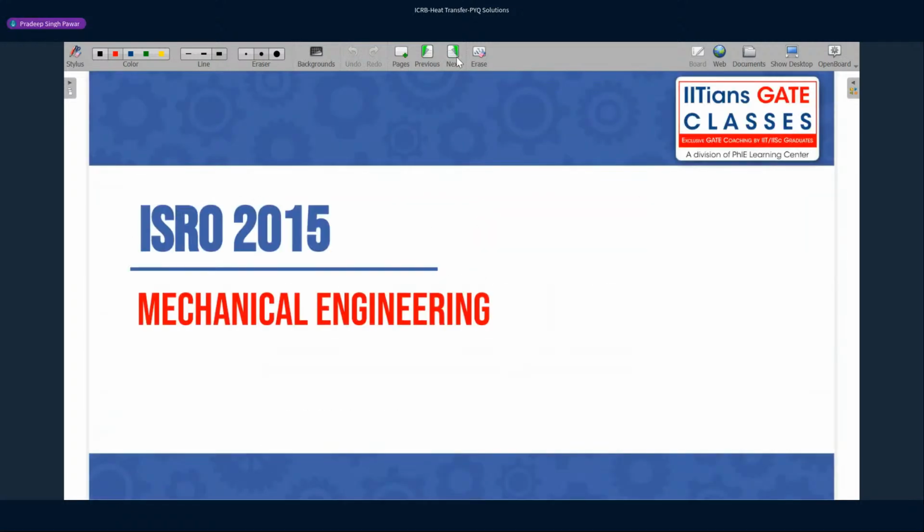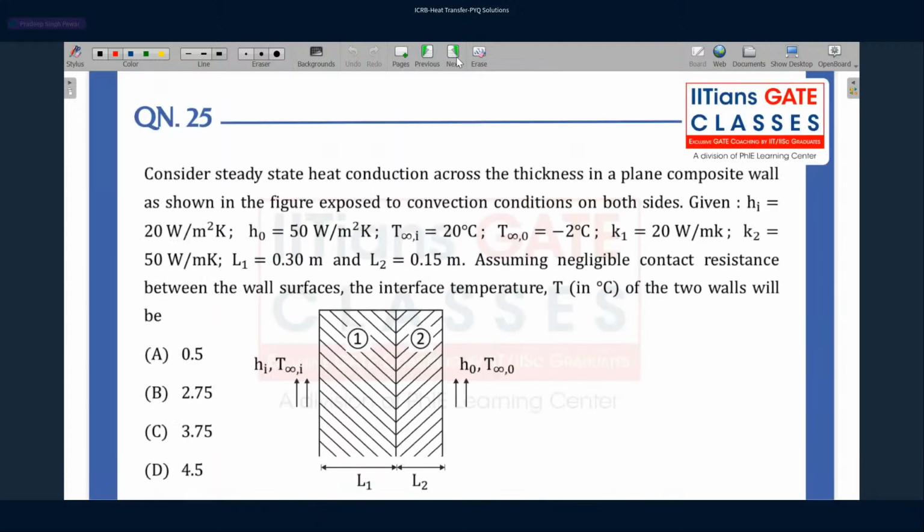Now the next question paper, that is for 2015. Let's look at this problem. We have a heat transfer problem with a plain slab, actually two slabs, 1 and 2. On one side of the slab we have a hot fluid, on the other side a cold fluid. It is steady state heat conduction across the thickness of a plain composite wall.